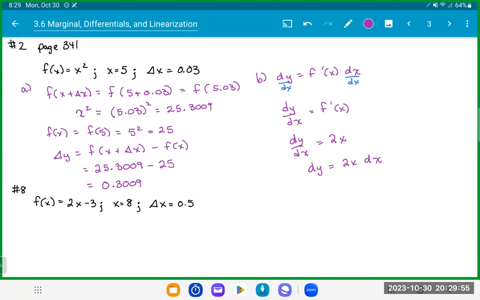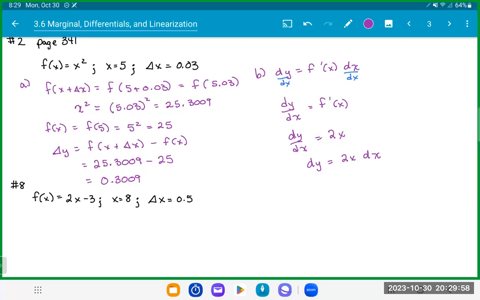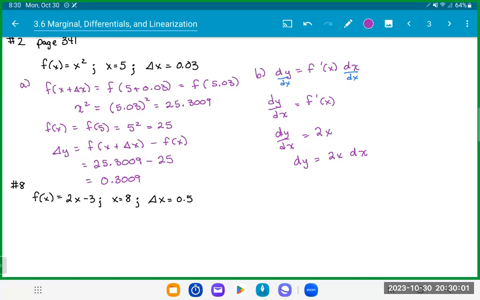And then finally, we can look at part C of this, which is asking us to take dy for the given x and dx values. So in this case, we have dy equals 2x dx. That gives me 2 times my x, which is 5, and my dx, or change in x, which is 0.03. When I multiply all of that out, I get 0.3 is what my dy is equal to.